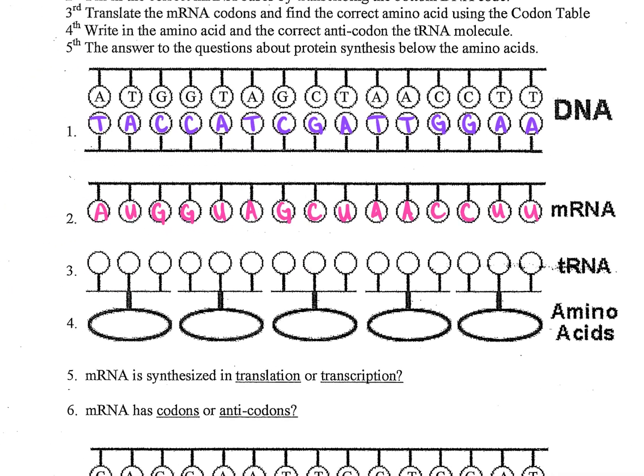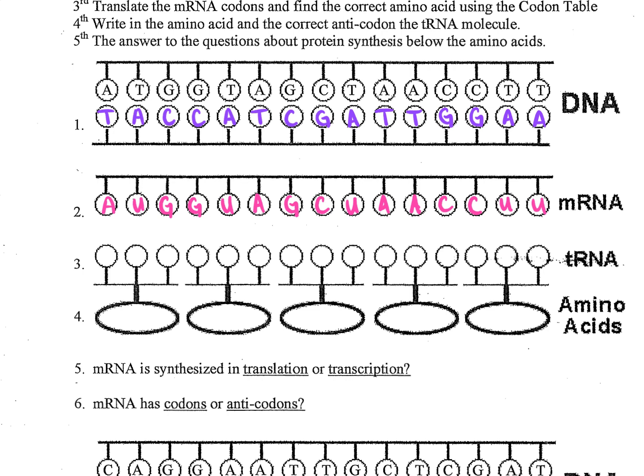Okay, so now we're going to move on to the tRNA. So now we're just pairing RNA letters to RNA letters. Okay. So we're going to read off the pink line, and we're just going to write the complementary letter. So what letter is complementary to A? U. Okay, so it's still U. What about U? G. G. U. A. G. C. U. A. C. C. U. U. Good. Okay.